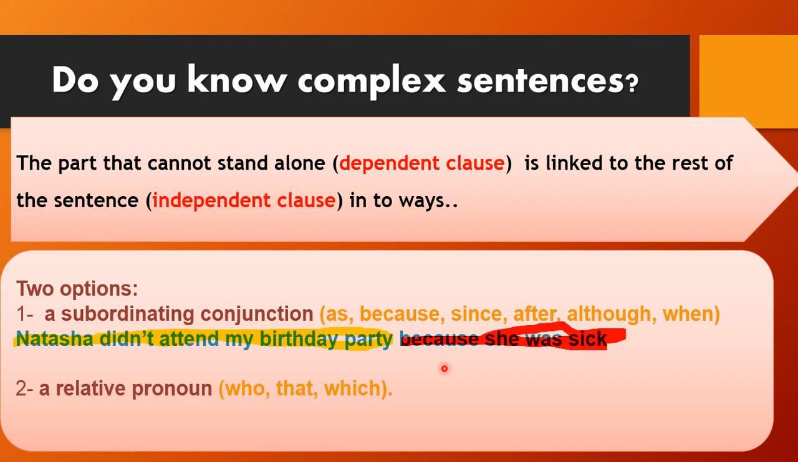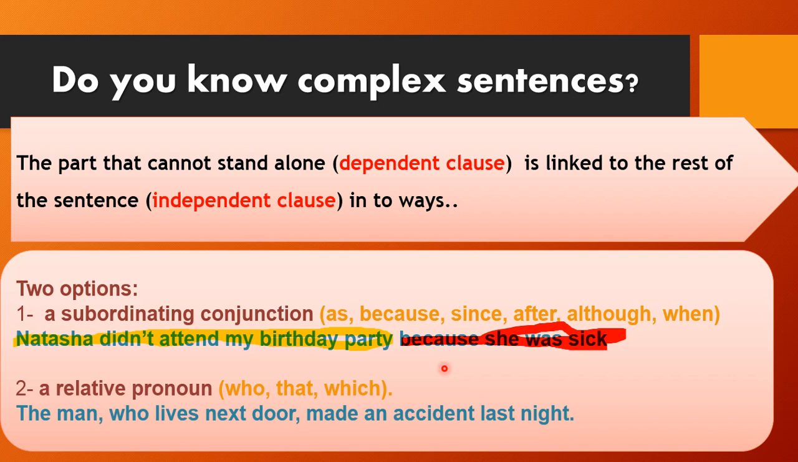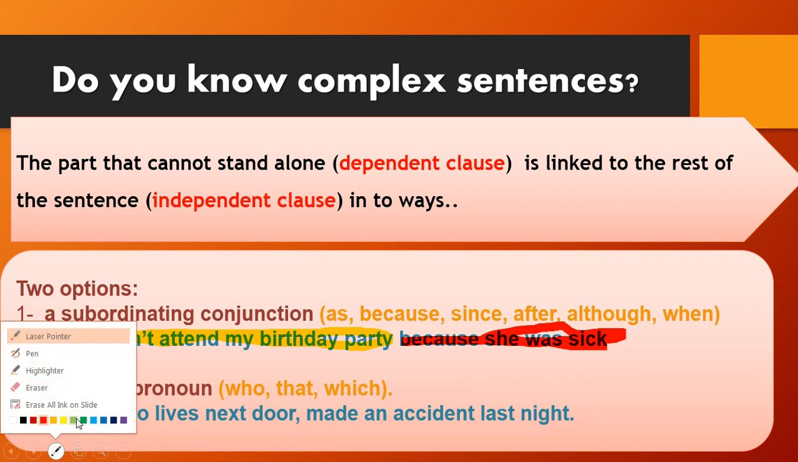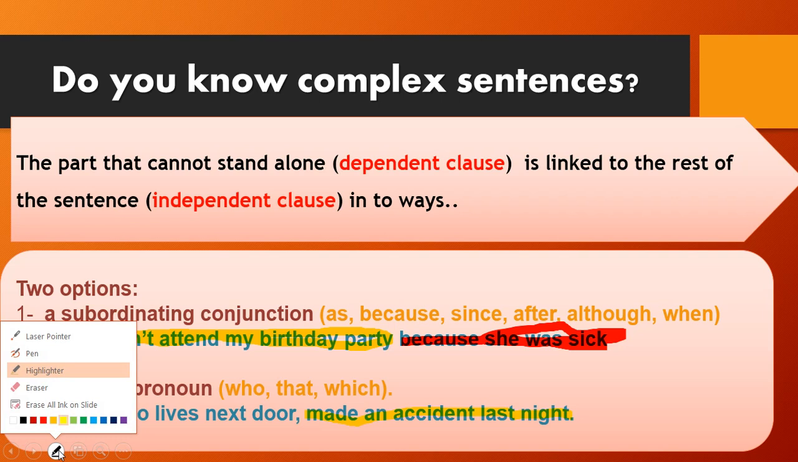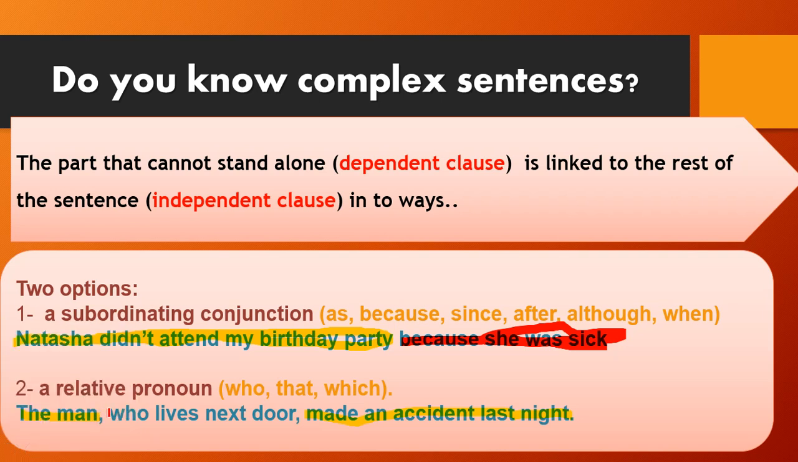We use them to connect an independent clause with a dependent clause. Look at this example. The man who lived next door made an accident last night. The man made an accident last night. This is the first part. And the second part, who lives next door.